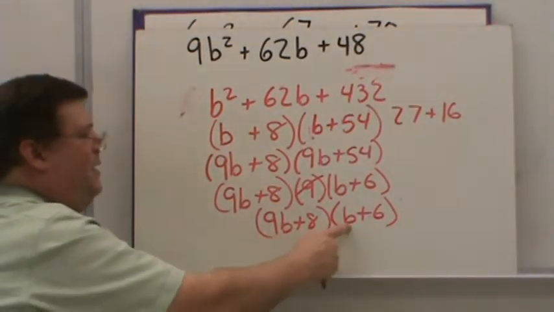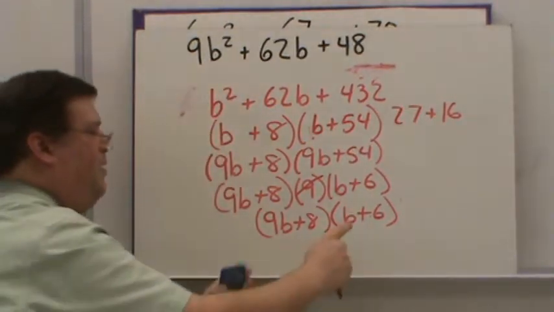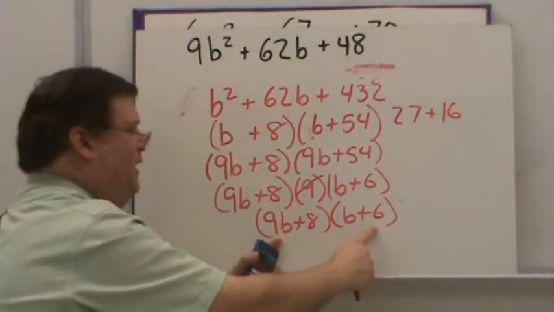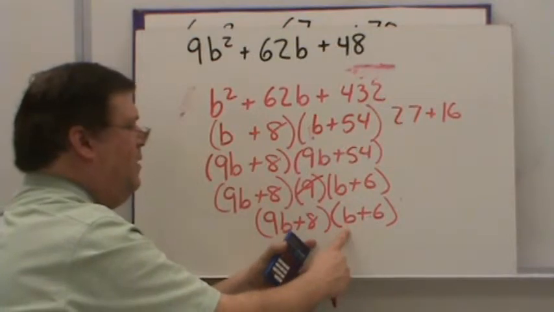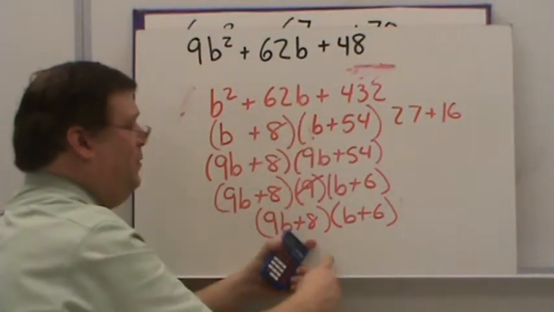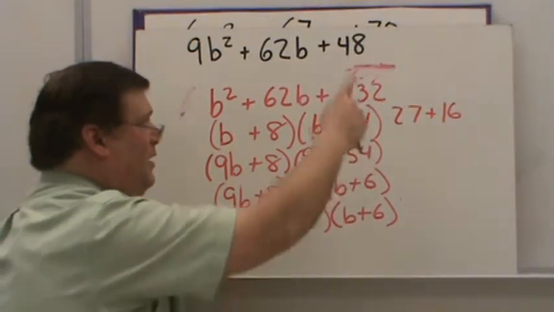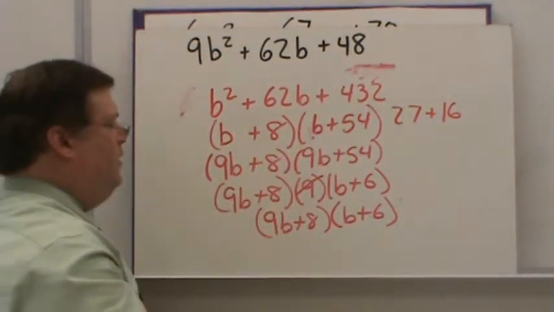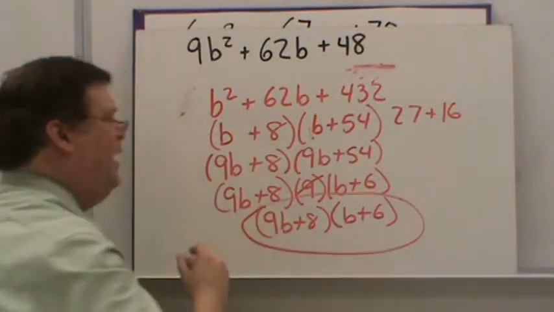Double check. 9b times b is 9b squared. 9b times 6 is 54b, plus 8b is going to give me 62b. 8 times 6 is 48. So it does double check. This is my answer on that one.